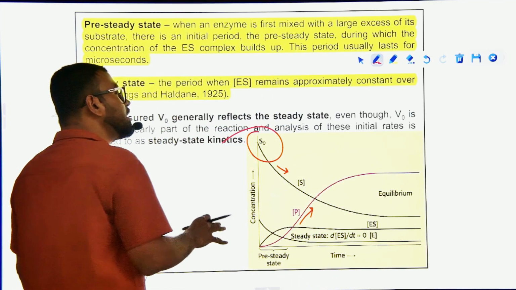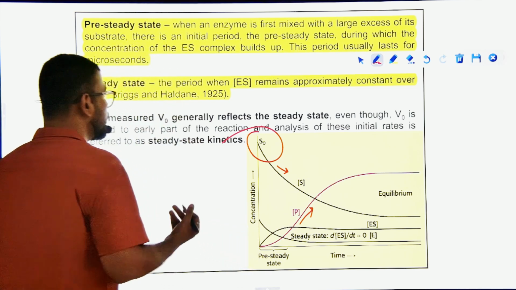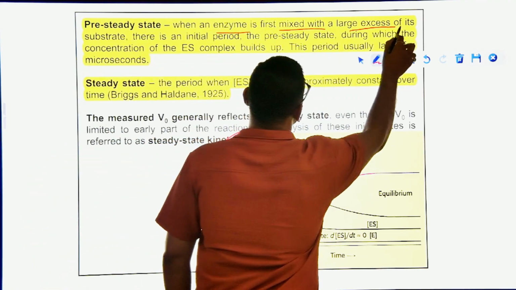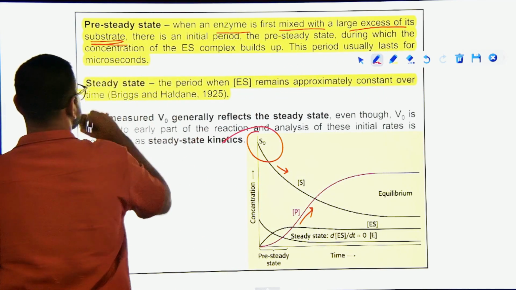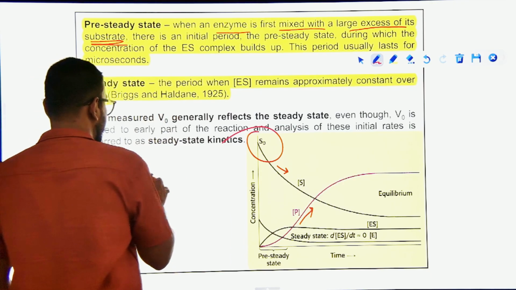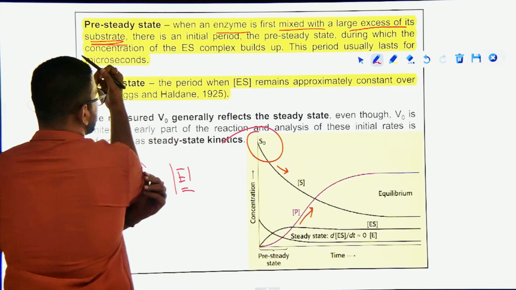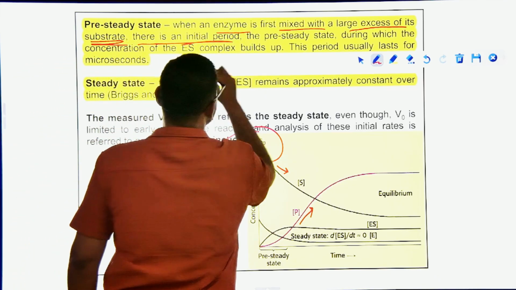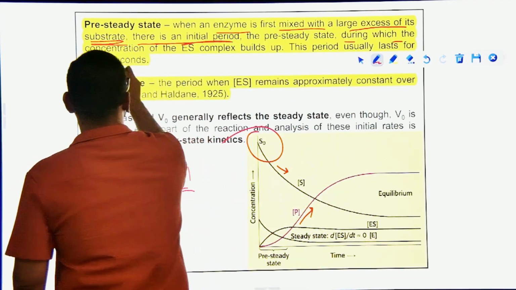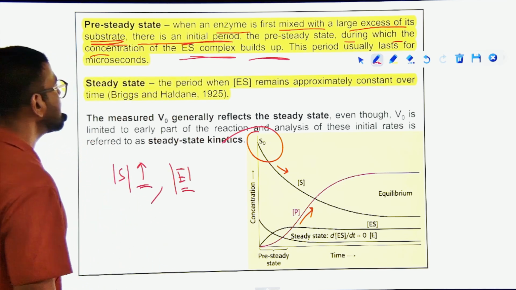So, for a certain period of time, probably microseconds, what will happen when an enzyme is first mixed with a large excess of its substrate? Initially, substrate concentration is high, and that high substrate is coming in contact with the enzyme within the solution. There is an initial period during which the concentration of ES complex builds up.